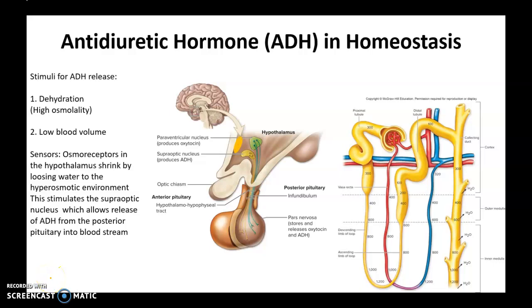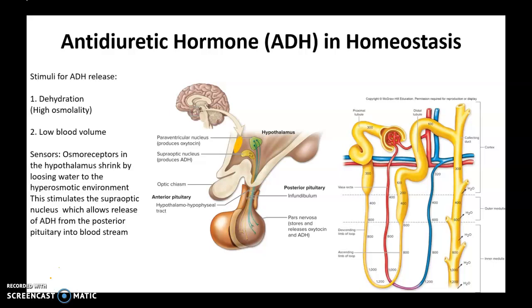Alright class, so now we are going to look at the antidiuretic hormone, and we will talk about how this antidiuretic hormone, or ADH, plays a role in homeostasis. Now, there are two stimuli that trigger ADH secretion from the posterior pituitary. The first one is dehydration. If you are dehydrated, you have more solute concentration and less water in the plasma.